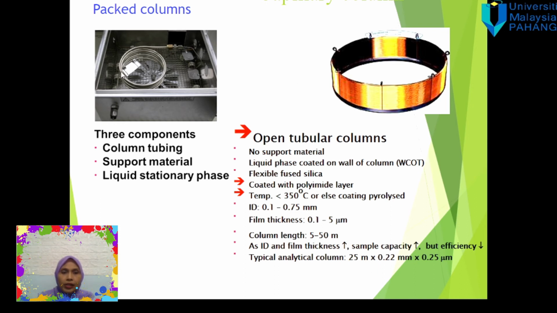And this is the packed column, where all the silica is just packed inside this tubing. And for the capillary, they have a supporting material around the wall of the column. Liquid phase is coated around the column, which is then coated with a polyimide layer. This is for the capillary. Temperature can support up to 350, internal diameter 0.1 to 0.75 millimeter, and film thickness is 0.1 to 5 micron, and the column length is quite long compared to HPLC, which is only centimeters. So as ID and film thickness increase, sample capacity increases, but efficiency decreases. These are the sizes, which are always written for the labeling of the column.